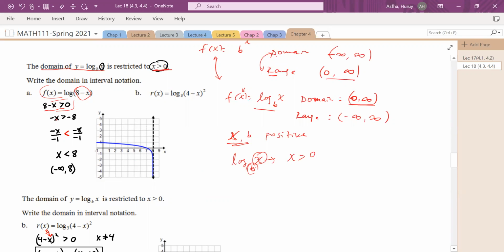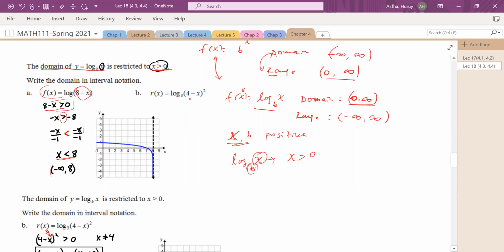So moving this to the other side, we will have negative x greater than negative 8, and then multiplying both sides by -1, or dividing both sides by -1, will cause us to flip the inequality to less than. Therefore, this will be positive x, this will be positive 8, which means x is less than 8. And writing this in interval notation is from negative infinity to positive 8.